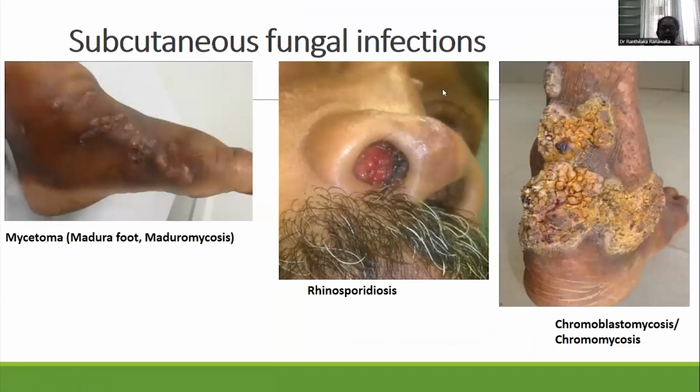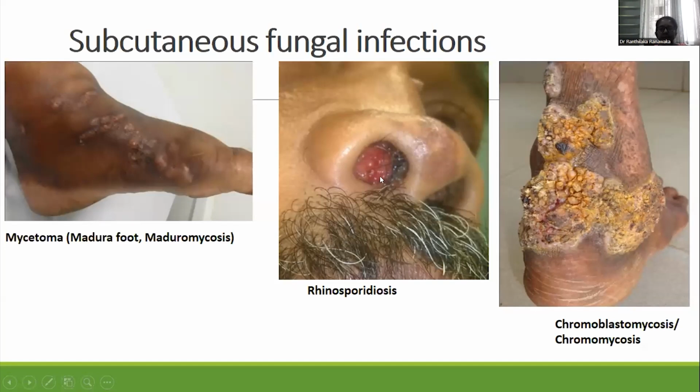So those are the superficial infections. These are the subcutaneous fungal infections. I don't go into detail, because if you see these infections, anyway, you have to refer to a specialist clinic. One is mycetoma, a very chronic problem. And so far, there's no treatment. There are various treatments, but most of the time, no cure. It's a very chronic problem.